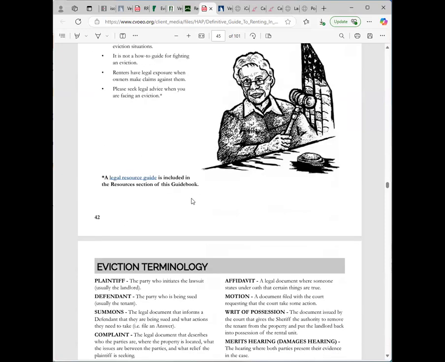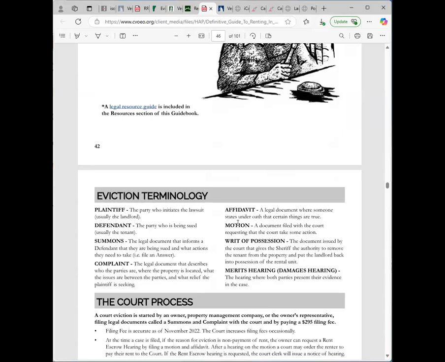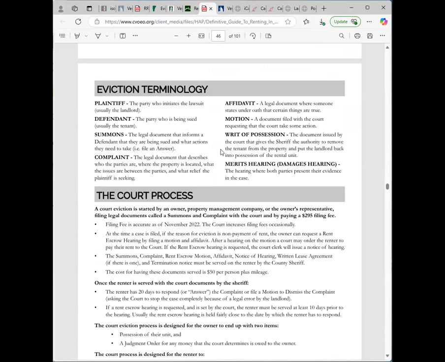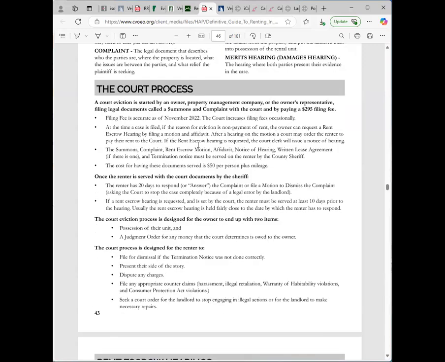Otherwise, you're going to go to court. Now, there's all kinds of eviction terminology at the top of page 43, the court process. Now, I've said this in the past. If you know that you are headed towards an eviction, or maybe you've got a hearing date, and you're a landlord and sometimes you can be quite anxious about this, my recommendation is to go to court in advance ahead of your hearing and watch.